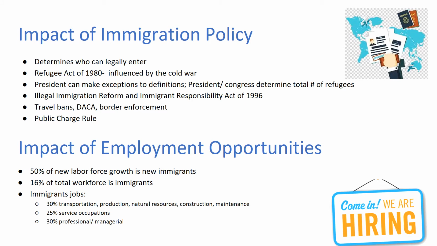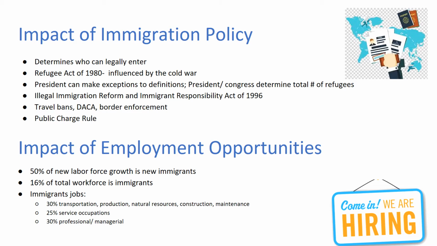Immigration policy determines who can legally enter the US. Before 1980, the refugee policy was heavily influenced by the Cold War and communism. So coming from a country whose government was communist was enough for refugee status. The Refugee Act of 1980 based refugee status on evidence of persecution rather than ideology.